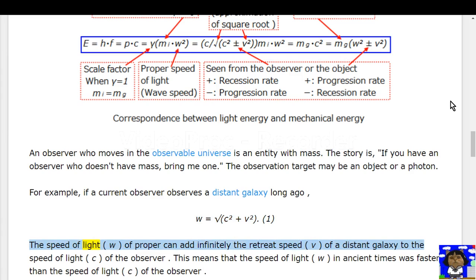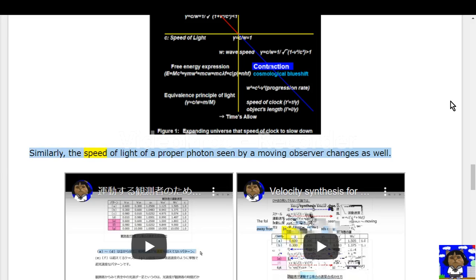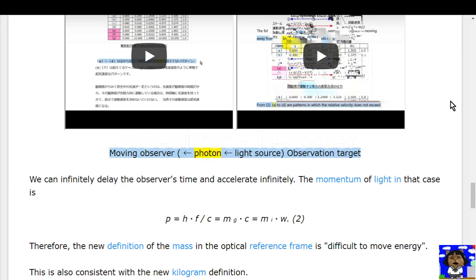The speed of light, W, of proper can add infinitely the retreat speed, v, of a distant galaxy to the speed of light, c, of the observer. This means that the speed of light, W, in ancient times was faster than the speed of light, c, of the observer. Similarly, the speed of light of a proper photon seen by a moving observer changes as well. Moving observer, photon light source, observation target. We can infinitely delay the observer's time, and accelerate infinitely.